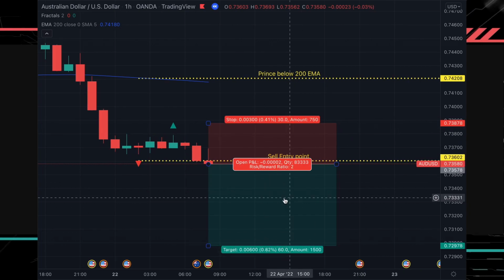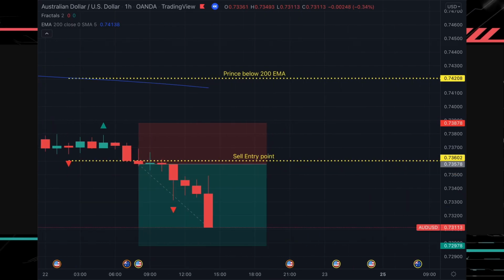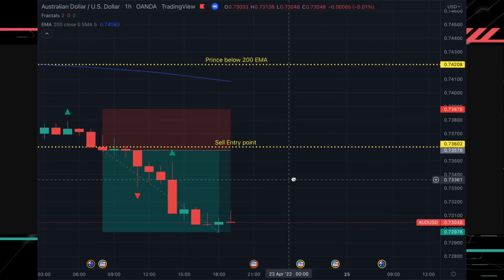We set the stop loss at 30 pips and using a risk to reward of 2, we place our take profit at 60. After trading for a while, the trade turns out to be a winner.